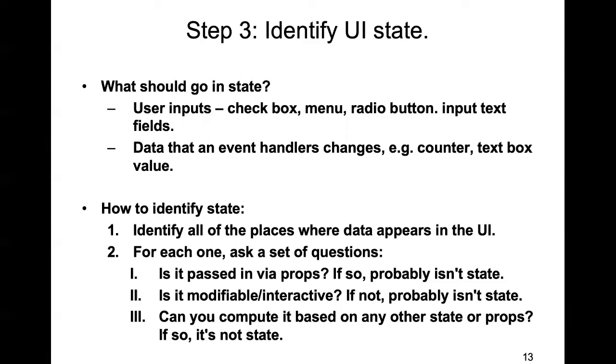The second question is the really useful one, I think. Is the particular data item that you've identified on the UI modifiable, or can the user interact with it? If the answer to that question is yes, then it is very much a candidate for UI state. The third one, which I already mentioned: can the data that you've identified on the UI be computed? If it can, then it's not state.